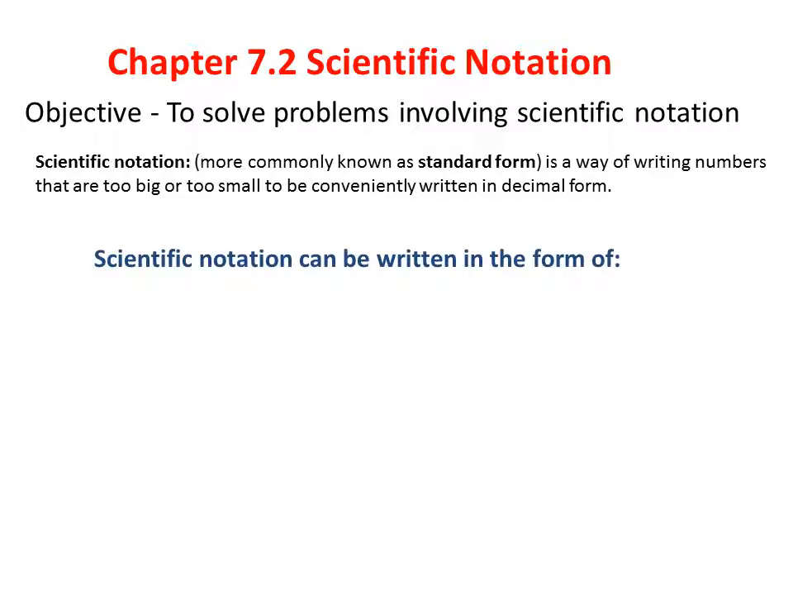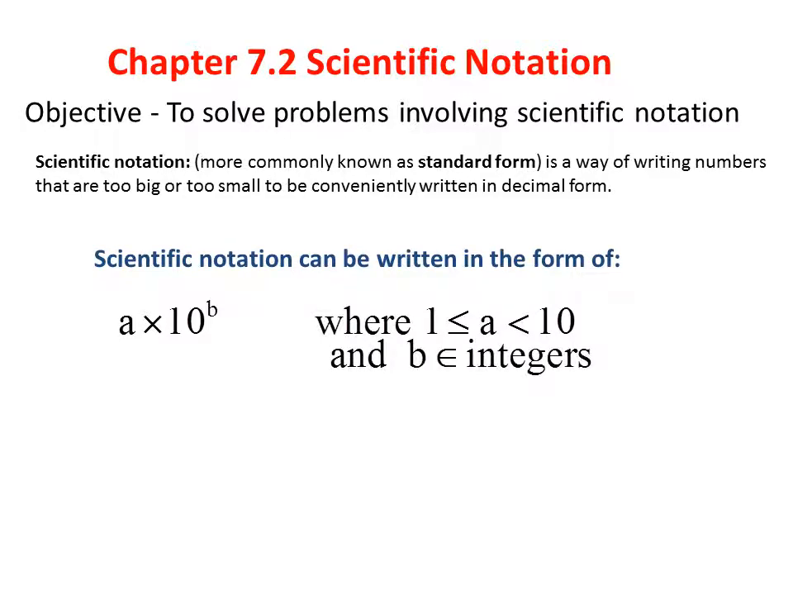Now, scientific notation can be written in the following form. Pay attention now to the left side. All right, A times 10 to the B. Now, A is a number. That number has to be between 1 and 10. It cannot be equal to 10 or more than 10, but it can be exactly 1. Remember, that is very, very important.